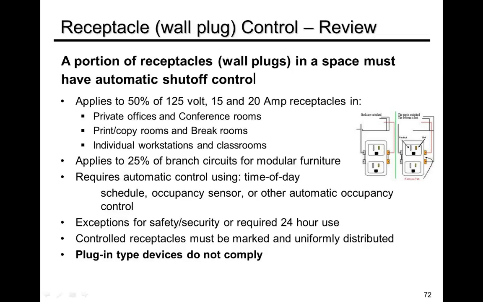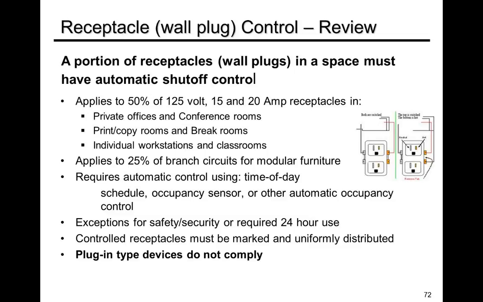Also like to cover, last slide here, just a review of one of the more significant Chapter 8 requirements on receptacle control. 50% of receptacles, standard 15 and 20 amp receptacles, in these spaces only, and there's the list, must have occupancy-based control. It also applies to 25% of any branch circuits that are put in the building just for modular furniture. It requires automatic control use, either schedule, occupancy sensor, etc.